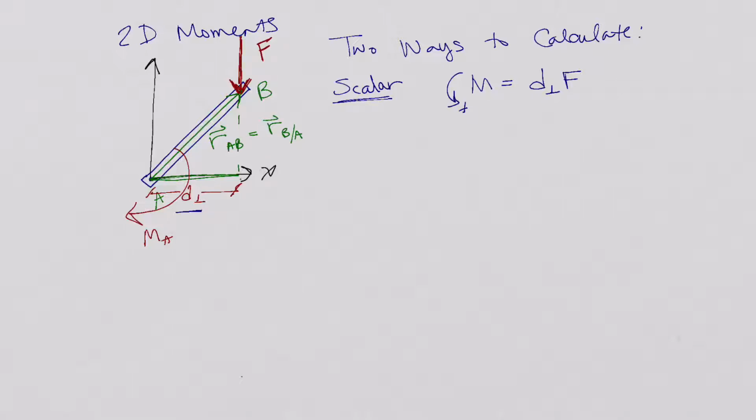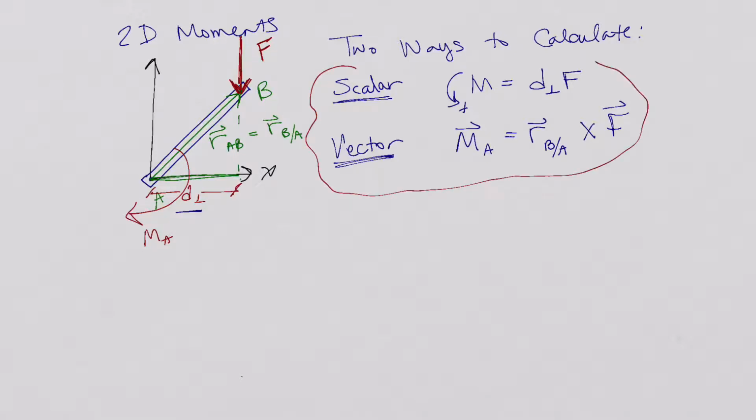The other way to do it is vector. With that, the moment about point A equals the position vector of B with respect to A, cross product with the force. Those are the big equations that will be important. Sometimes with the scalar, it makes sense the way the problem's set up, where it's really easy to tell the perpendicular distance and the force, and all you need is the magnitude. If you also need the direction and it's weird, then you go with the vector. And certainly when we get into 3D cases, you want to go with the vector format.